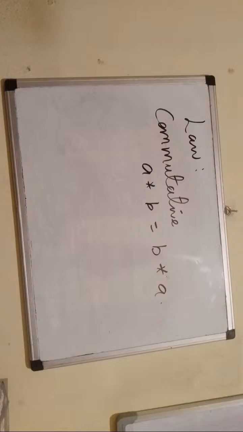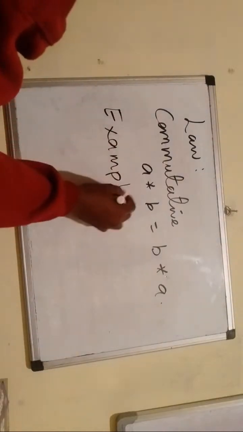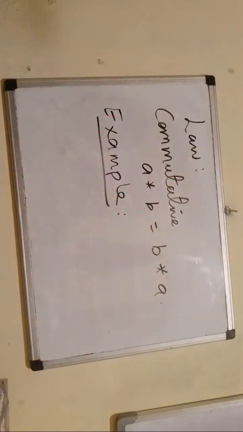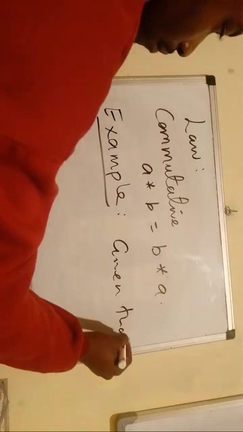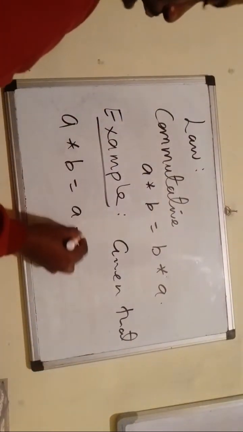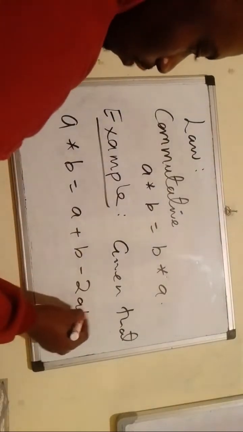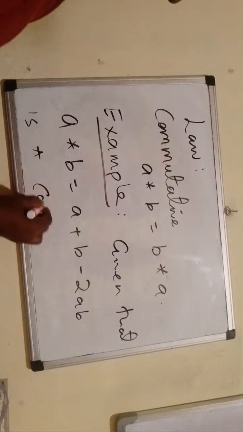So I'll write an example here. I'll use one of the old tutorial sheets. That's the one we're going to be referring to. So I'm saying, given that A star B is equal to A plus B minus 2AB, is star commutative?